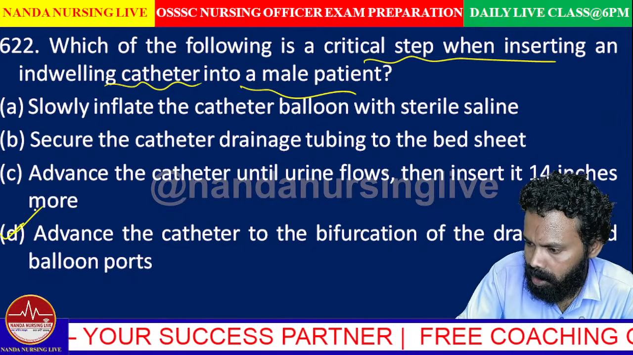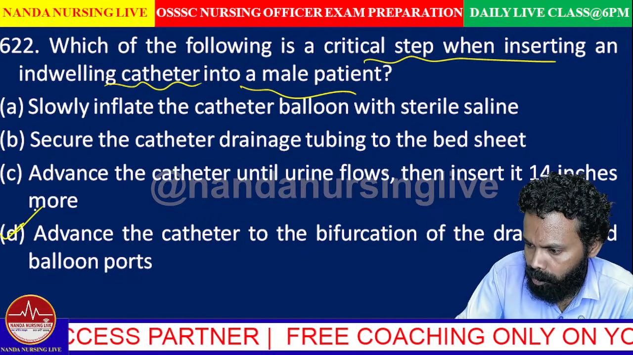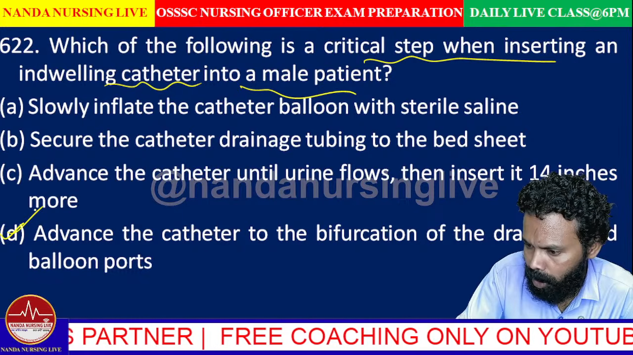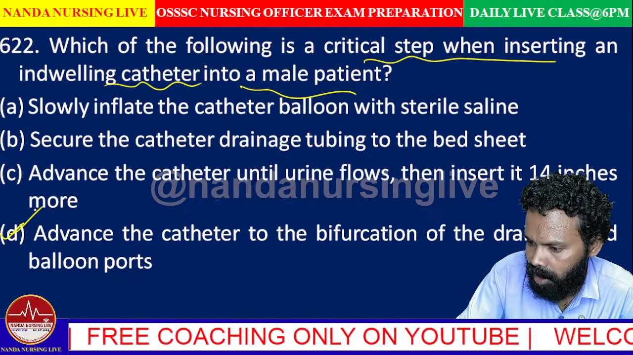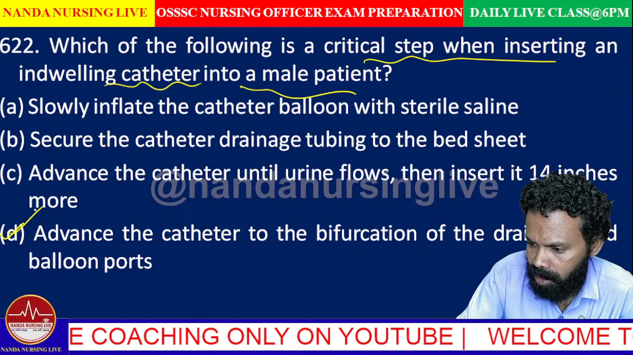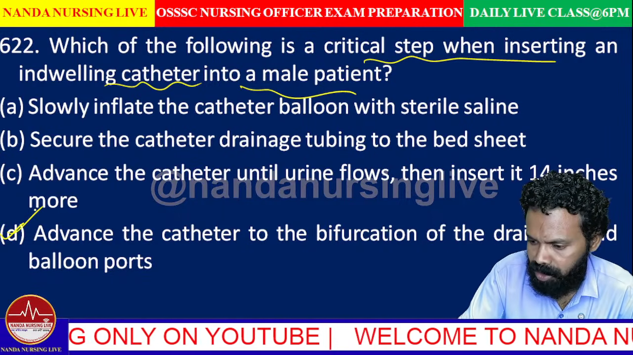So we need to know, beta, that the drainage port means urine flows out, and the balloon port is to secure the catheter in the bladder, and they are separate from the catheter insertion port, right? So we need to know this. So option D is the correct answer.